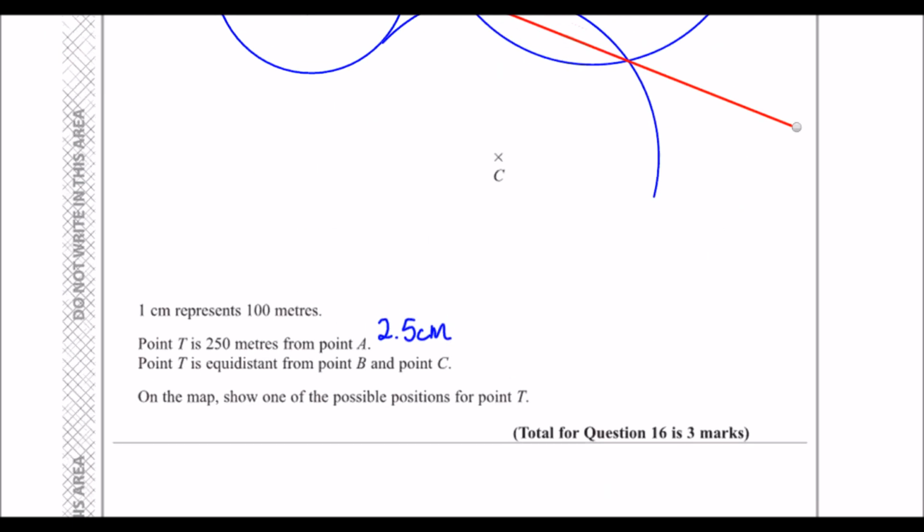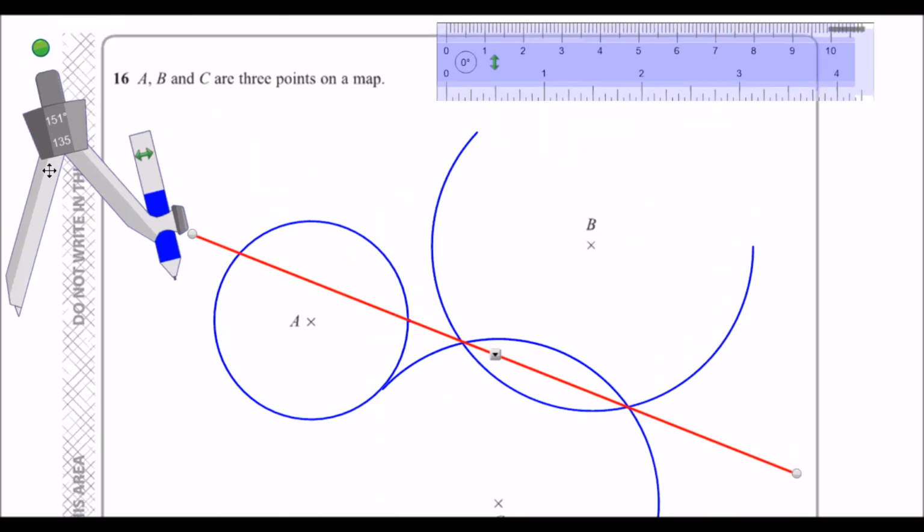So on the map, show one of the possible positions for T. There are 2 possible positions for T. Here's one, at the first point where the line crosses the circle, and here's another one. We only need to show one, so we'll mark it there.